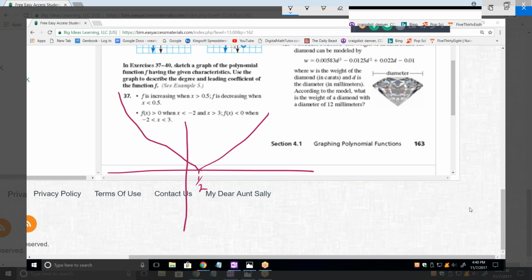Now, it says it is a function, so I don't want to make that a corner or a cusp. That's a nice rounded edge. What are we looking at? What degree? A second degree? Yeah, quadratic, because it's a parabola. So it's second degree, and, well, I didn't look at the second part of it.